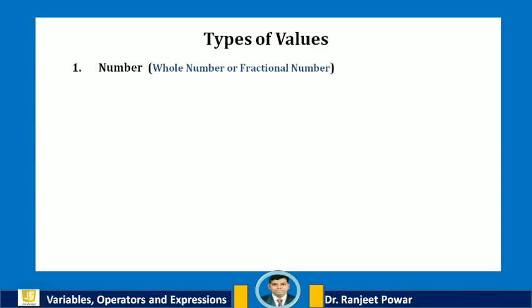A number is a numeric value that can be used in calculation. Numerical data comes in two forms: whole numbers such as 145, which are also known as integers, and second, fractional numbers such as 3.14, which are also known as floating point numbers.